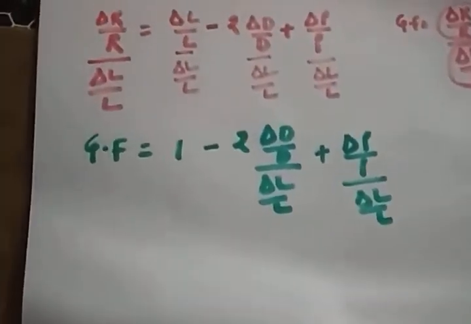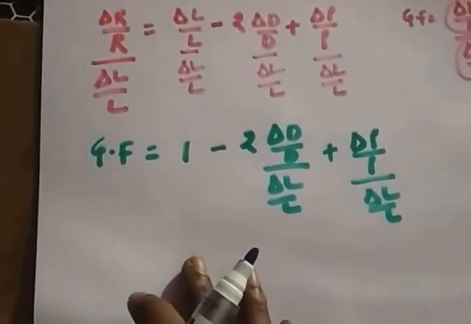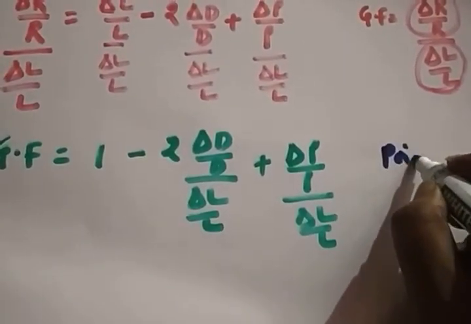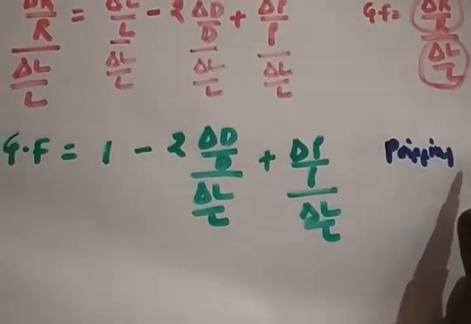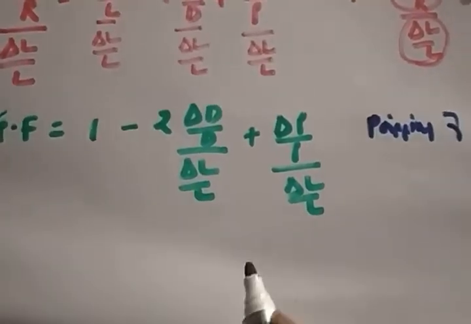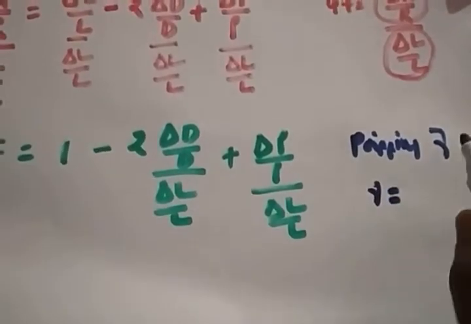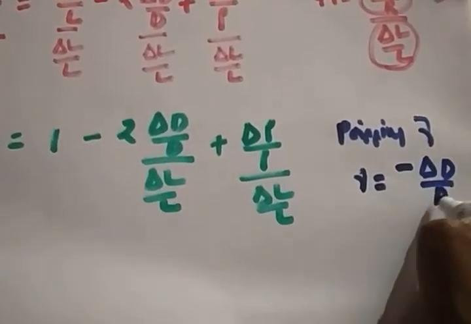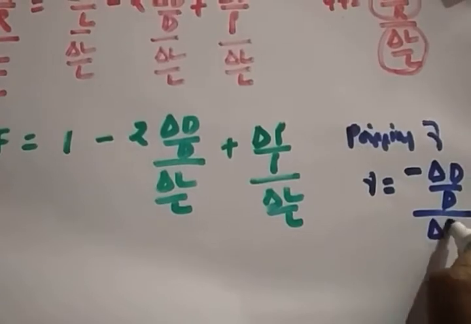So first here, if you want to know Poisson's ratio, what is Poisson's ratio? The Poisson's ratio can be denoted by gamma. So gamma is equal to minus del D by D by del L by L.